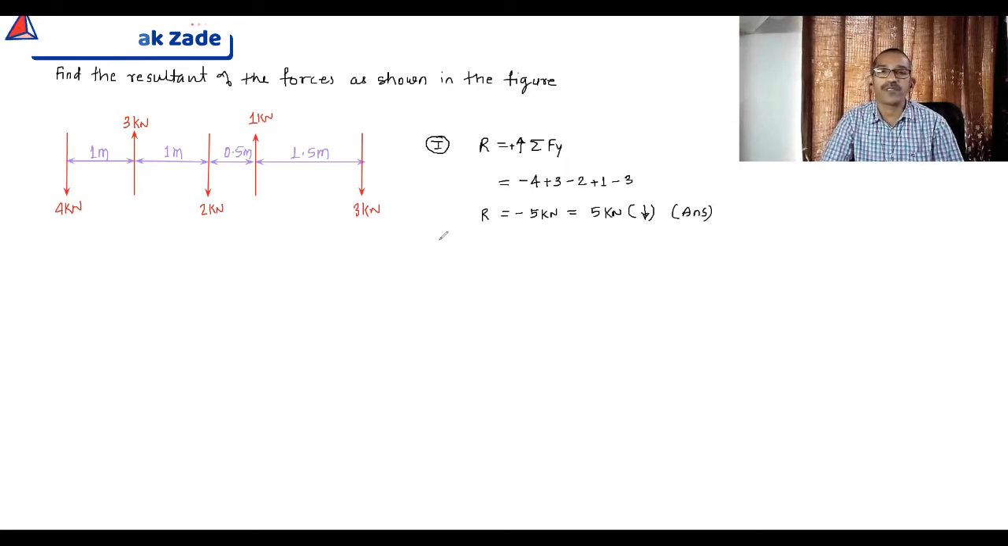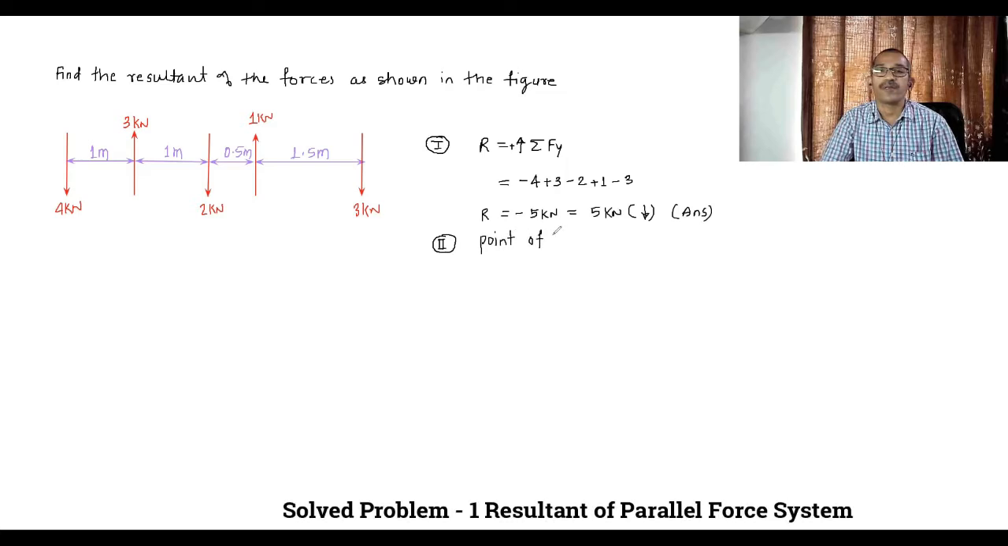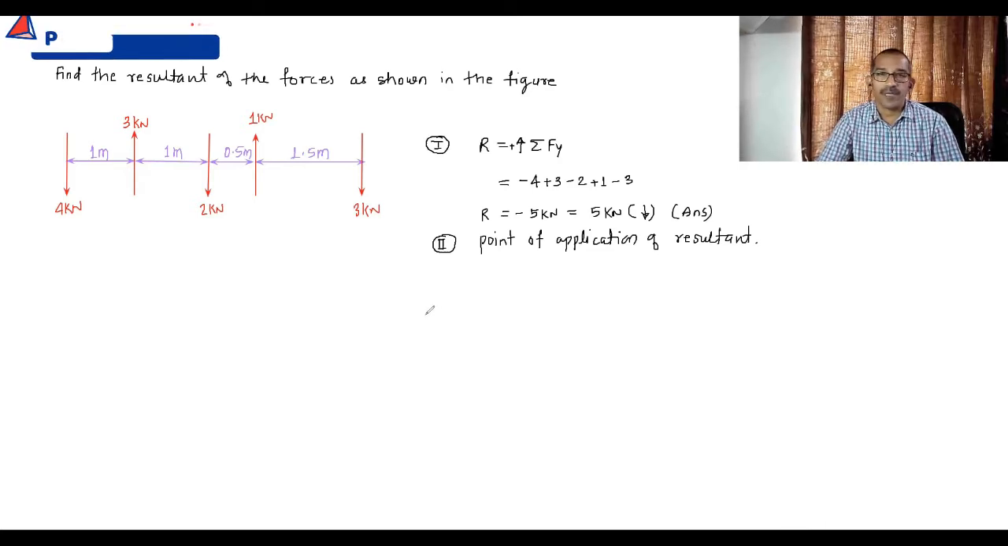The next important step, in a parallel force system as well as in a general force system, is the point of application of resultant. To find the point of application of resultant, we will apply Varignon's theorem of moments. Varignon's theorem of moment says the summation of moments of all forces about any point must be equal to the moment of the resultant. Then only can you say it becomes an equivalent force, called the resultant.